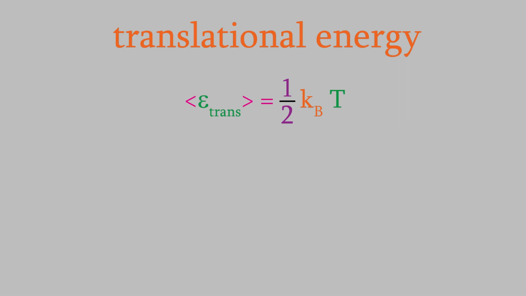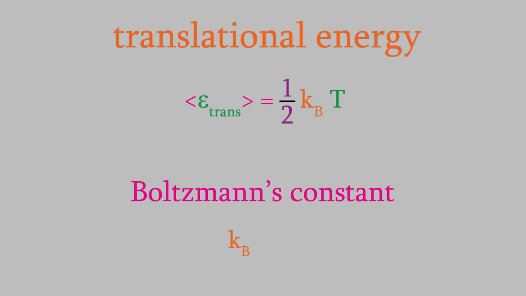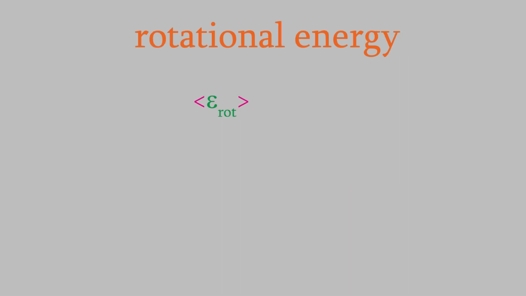kB here is a constant called the Boltzmann constant, and it's just equal to R, the gas law constant, divided by Avogadro's number. kB is a number that comes up in a number of different equations in chemistry and physics, so it's worth remembering. Meanwhile, rotations have a similar energy. It turns out that rotation around an axis has a value of 1/2 kB times T, just like the translational energy in one dimension.